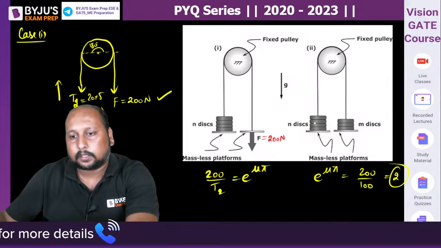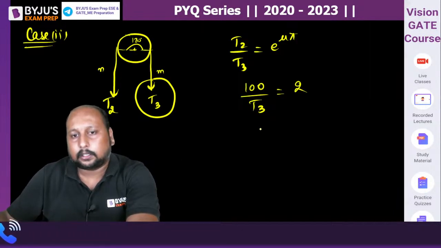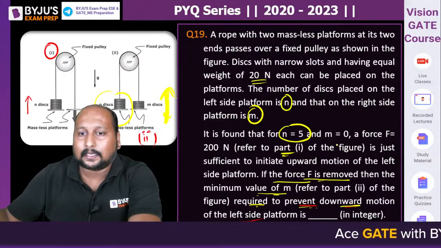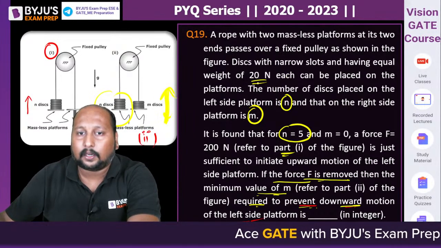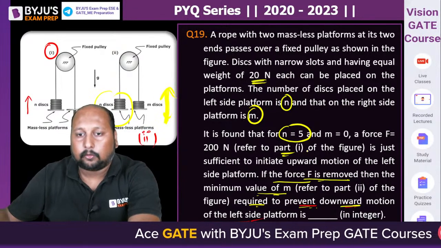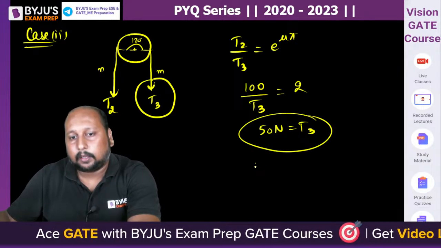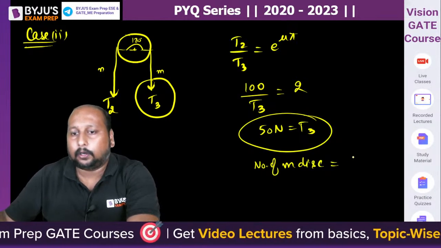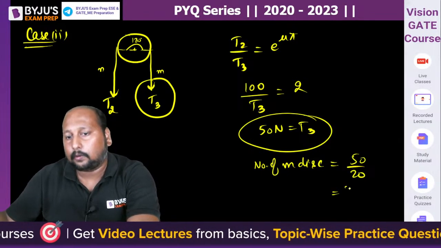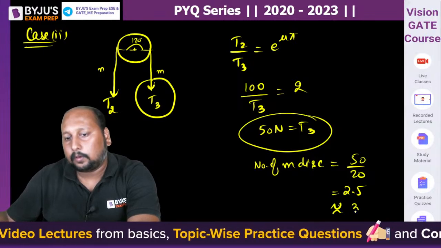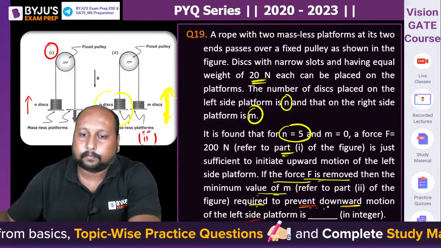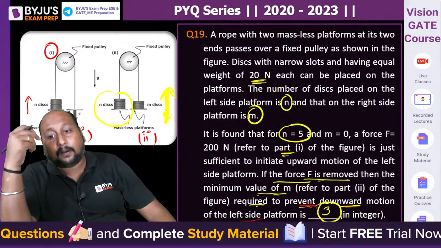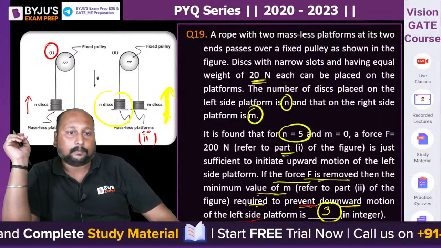This is equal to e to power mu is equal to 2. So this is 50 Newton is equal to T3, and we know that each disc is having a weight of 20 Newton, है ना? 20 Newton. So I can say number of M disc will be equal to 50 divided by 20, that is equal to 2.5. Nearest value will be equal to 3. So answer will be equal to 3. That means if you are applying 3, then we can prevent the downward motion on the left side of the platform.